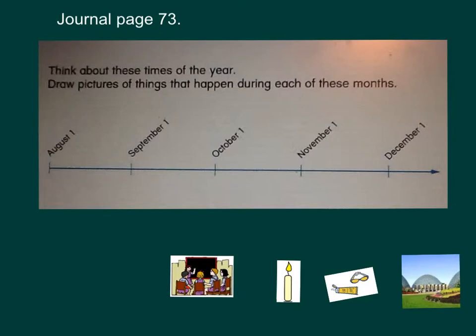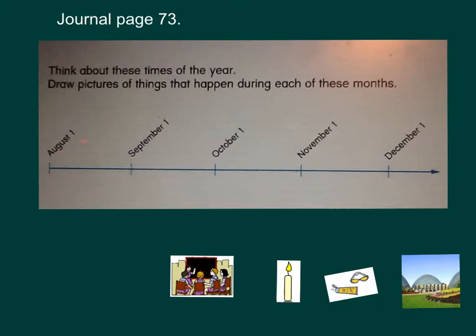Boys and girls, now we're going to practice making a timeline of our own. You'll need to get out your math journal and open to page 73. Do this now. If we take a look at this timeline in our math journal, we notice that it's not set up by hours like the one that we just looked at. This timeline is set up using months.